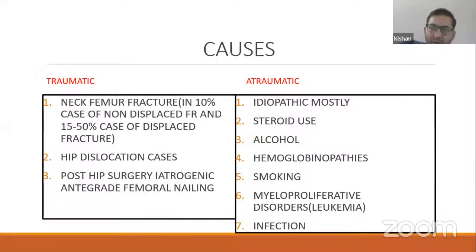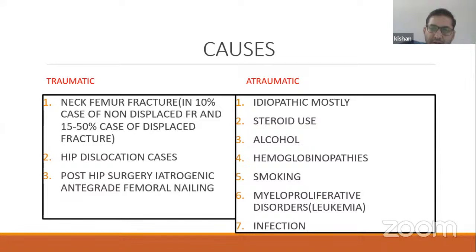Lymphocytes and bone cells, and it can cause the avascular necrosis of the femoral head. Then alcohol: chronic alcoholism can cause the avascular necrosis of the femoral head. Hemoglobinopathy is like sickle cell anemia. In our belt area, patients from the Adivasi belt like Bodeli, Chota Udaipur, sickle cell is very common, and we found many patients of avascular necrosis of the femoral head even at a young age.